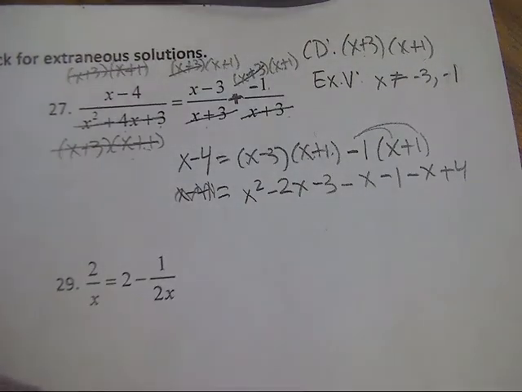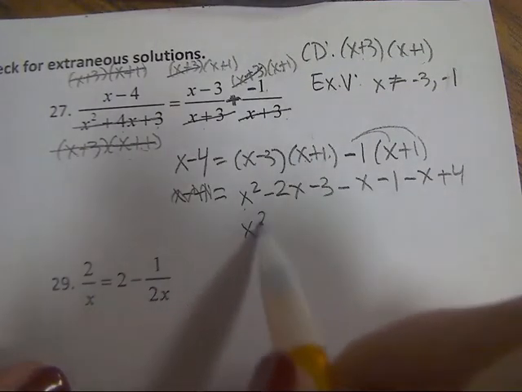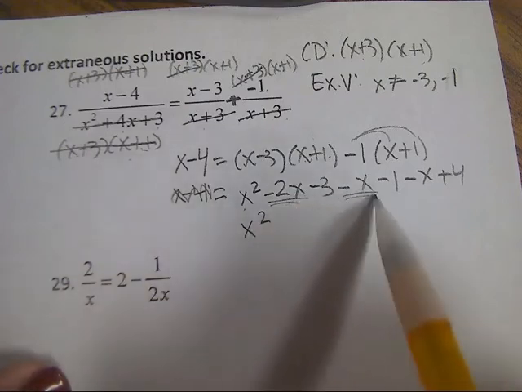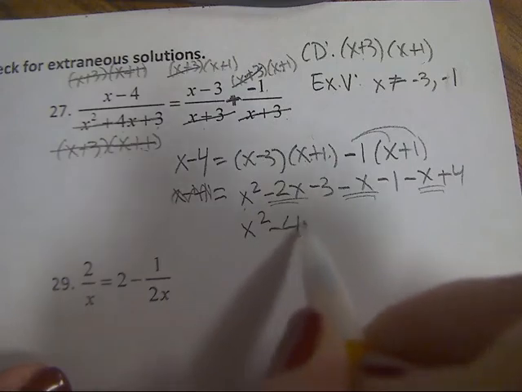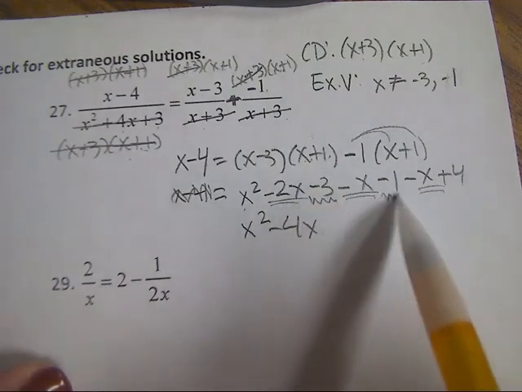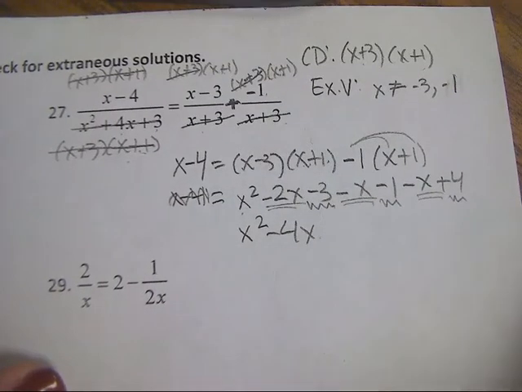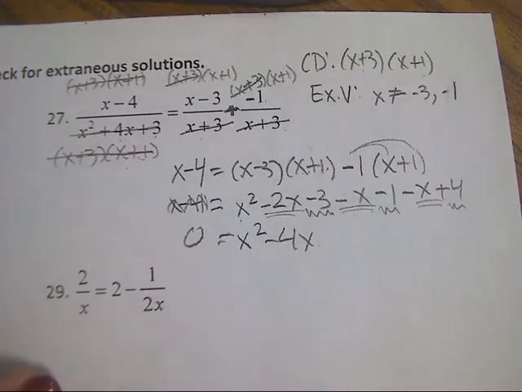Now let's combine like terms. All right, I only see one x squared. So here we go, x squared. Negative 2 minus x is negative 3. Minus x is negative 4. So minus 4x. All right. And then I see negative 3 minus 1 is negative 4. Oh, plus 4, so that's 0. Right, so that's all we have. So all of that turned into just x squared minus 4x.